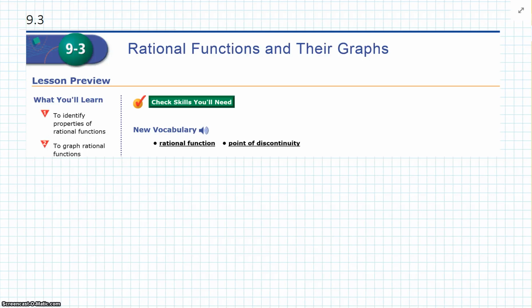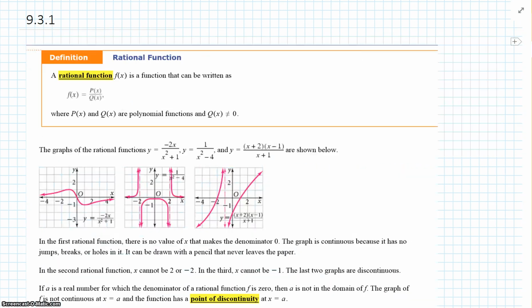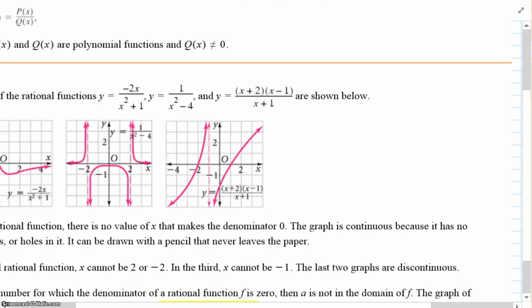Chapter 9.3. In this lesson, we're going to identify properties of rational functions, and we're going to learn how to graph rational functions. Okay, so today we're going to learn rational functions and points of discontinuity. So let's talk about what a rational function is.